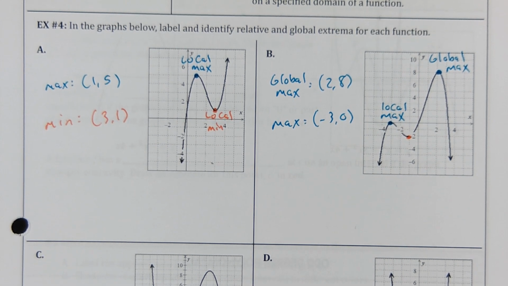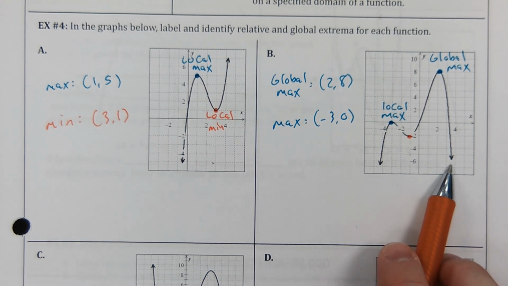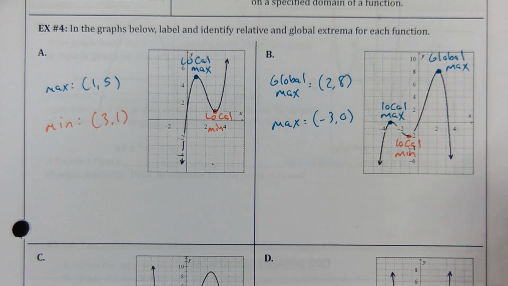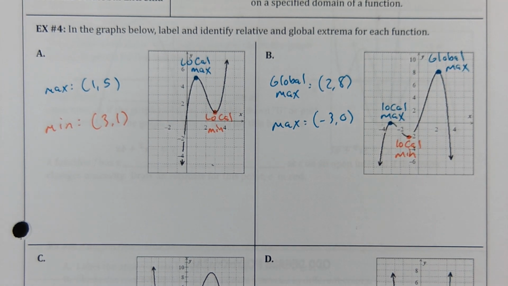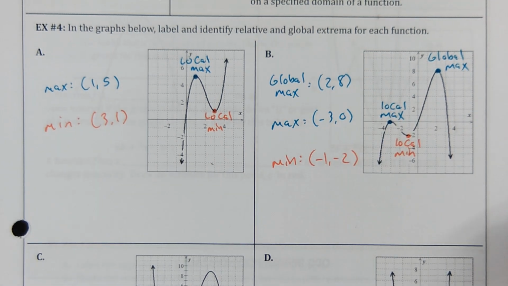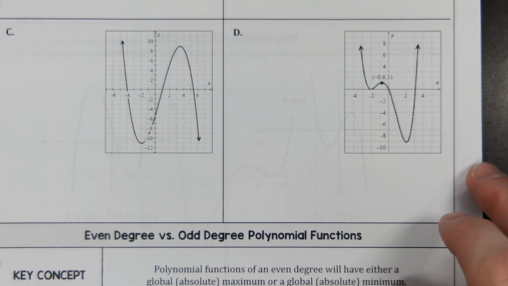There's a valley right there, a low point in the general neighborhood at -1, -2. So would this be local or global, class? Local. The reason why it's local is because this graph points down forever. So yeah, we have a local minimum right here at -1, -2. Okay. 2 more times.